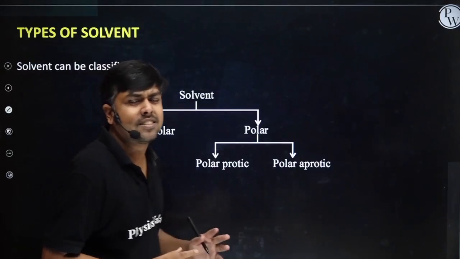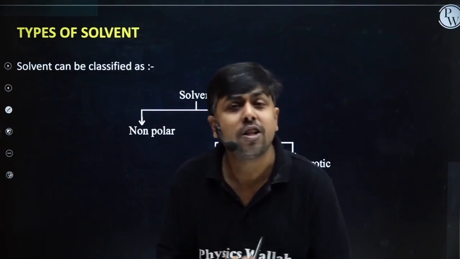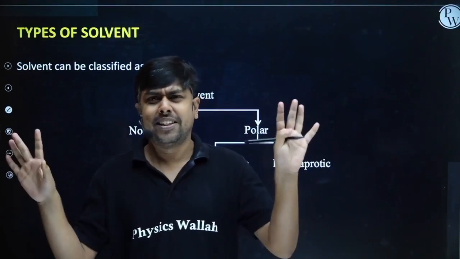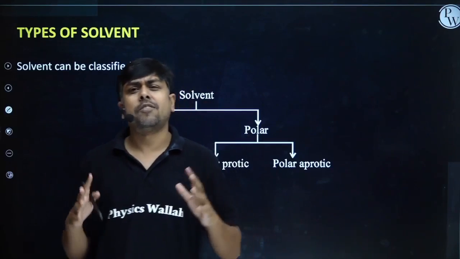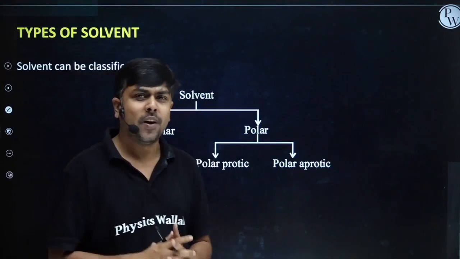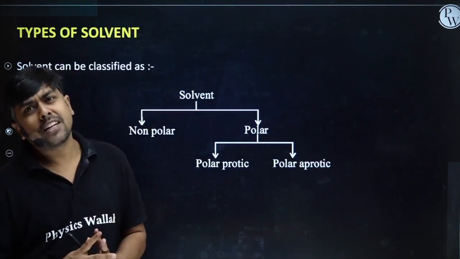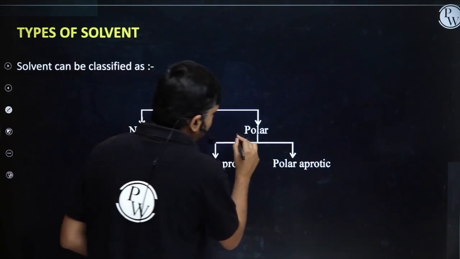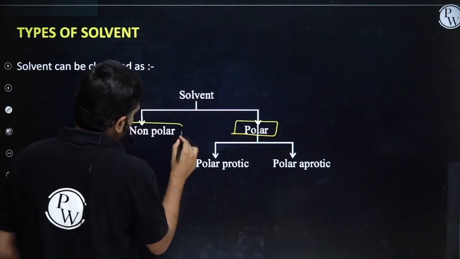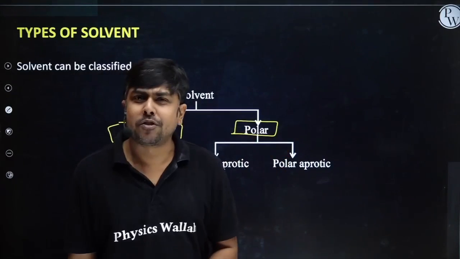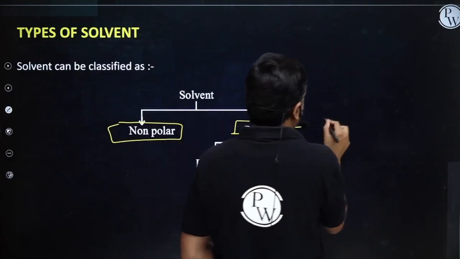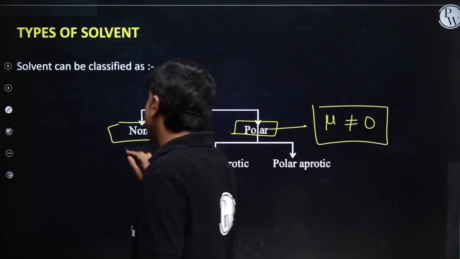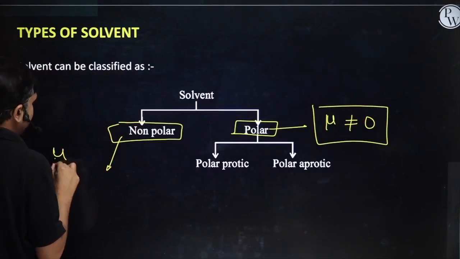Students, now let's discuss some of the important terminology related to this particular chapter or related to entire organic chemistry. Okay, so let's first of all talk about solvent. Okay, student, basically we classify solvents into 2 different categories. The first one, polar, the second one, non-polar. If I talk about polar solvent, the dipole moment is non-zero, mu is not equal to 0. Whereas if I talk about non-polar solvent, mu equals 0.